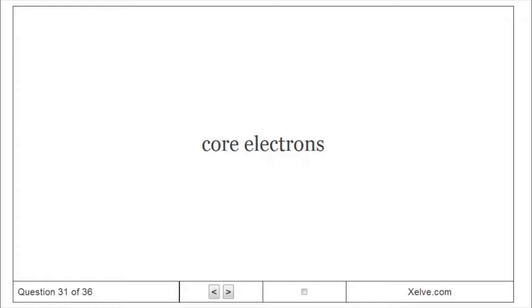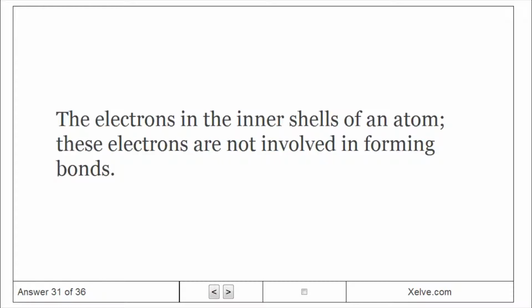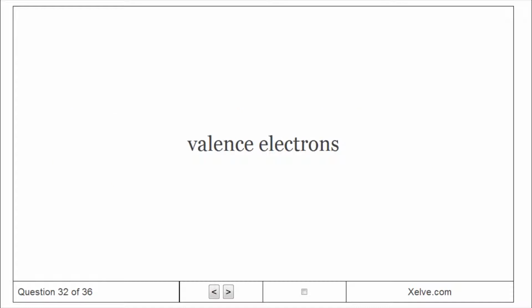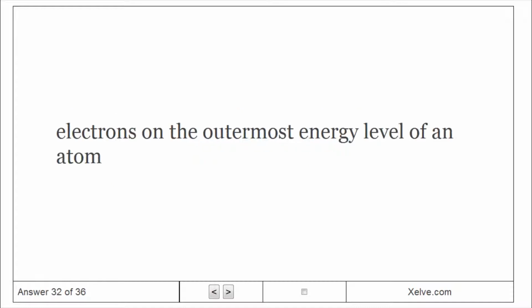Core electrons. The electrons in the inner shells of an atom. These electrons are not involved in forming bonds. Valence electrons. Electrons on the outermost energy level of an atom.